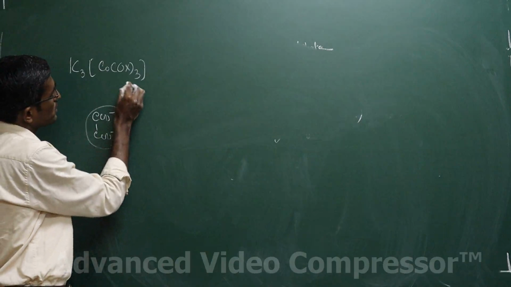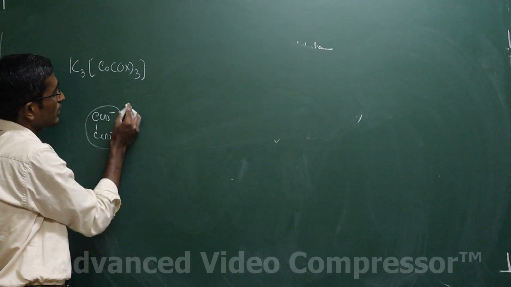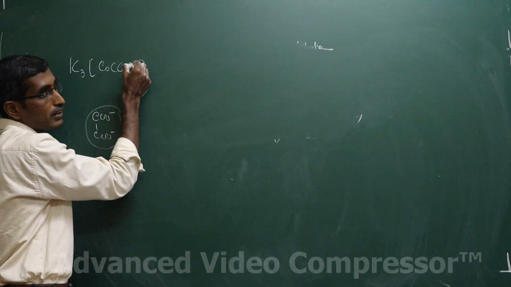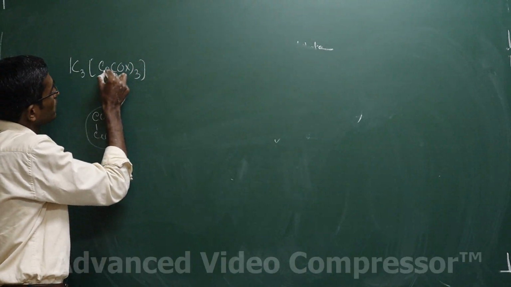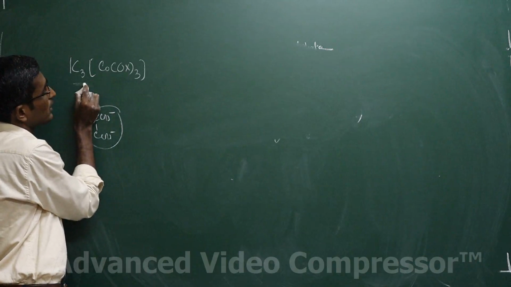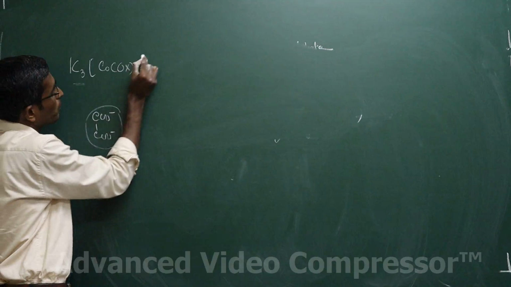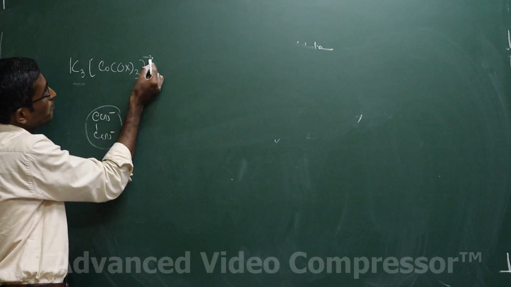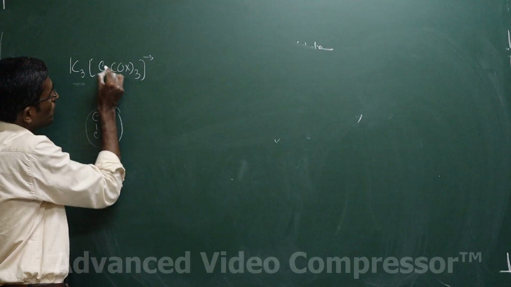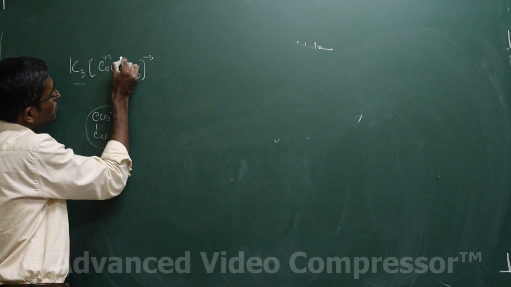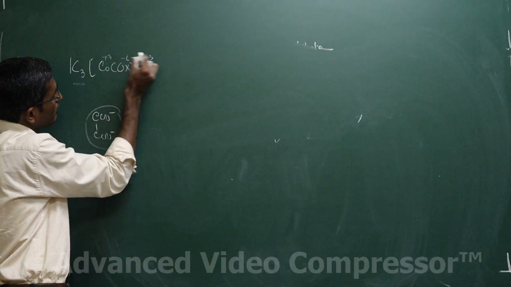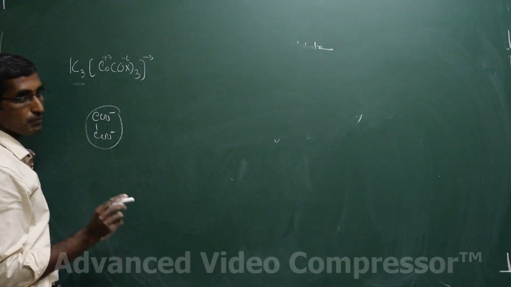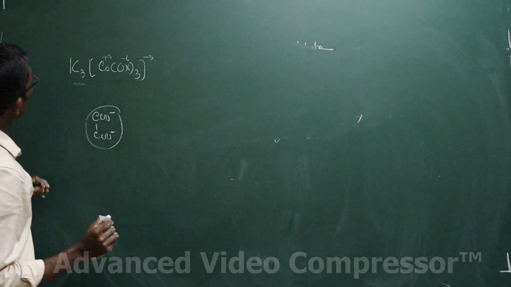How many -2 charge systems are there? 3 ligands are there. That means the total charge of the ligands is -6. You have a +3 counter ion, so the charge on the complex is -3. To have a -3 charge, cobalt should be +3 because the ligands are -6. So +3 -6 gives -3, which is counteracted by our 3 potassium ions.